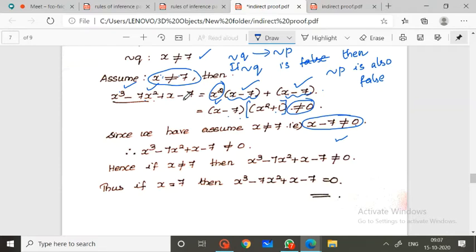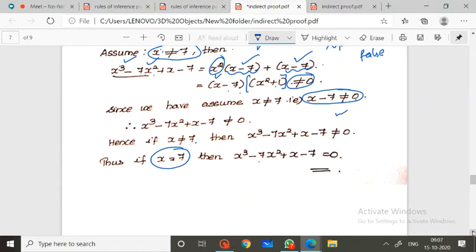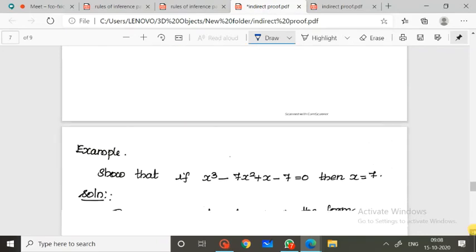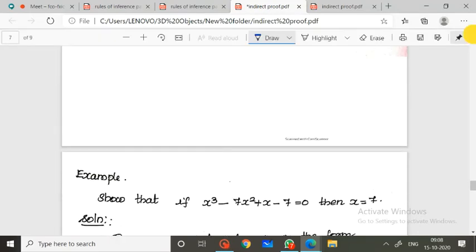In such a situation here, see here, if x is not equal to 7, then x cube minus 7x square plus x minus 7 is not equal to 0. Suppose if x is equal to 7, then x cube minus 7x square plus x minus 7 is equal to 0. But here it is saying this is not equal to 0. So how is that conclusion possible? So you should have some valid reason. So what is the reason behind this?